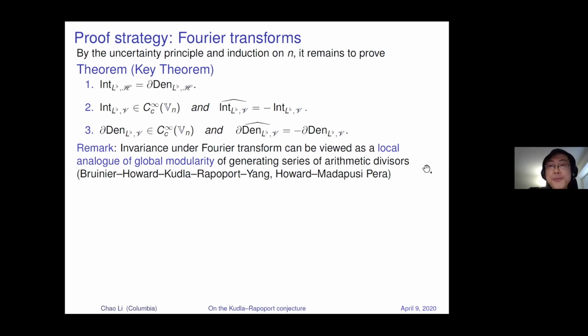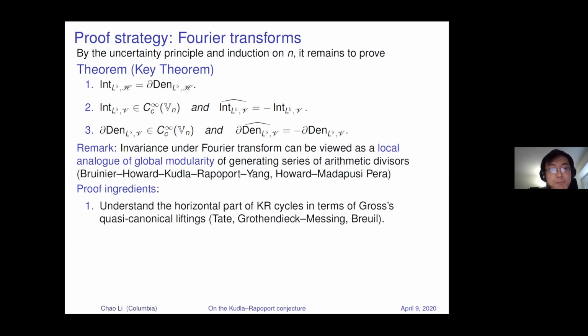Okay, but for the proof, we are actually not using this global statement. The proof is completely local. So let me finally finish by describing the ingredients of proving these three statements. The first one is to explicitly understand the horizontal part of the Kudla-Rapoport cycle. We actually described it explicitly in terms of Gross quasi-canonical lifting cycles, using the deformation theory of p-divisible groups. So it's very explicit that I can match the horizontal part of the local density side explicitly as well.